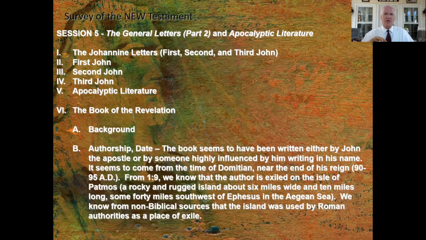The book seems to have been written either by John the Apostle or by someone highly influenced by John, writing in his name. It seems to come from the time of Domitian, near the end of the reign. From chapter 1, verse 9, we know that the author is exiled on the Isle of Patmos, which was a rocky and rugged island about 6 miles wide and 10 miles long, some 40 miles southwest of Ephesus in the Aegean Sea. We know from non-biblical sources that the island was used by Roman authorities as a place of exile.